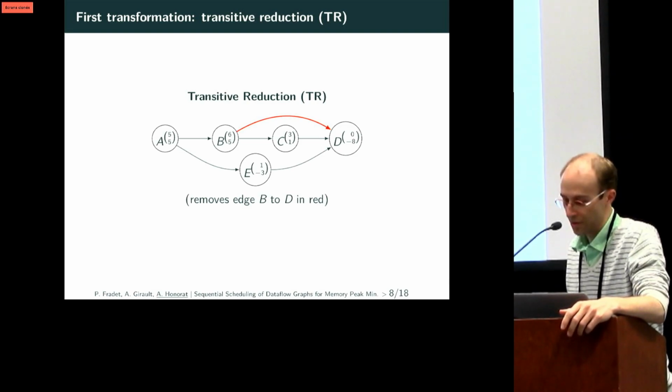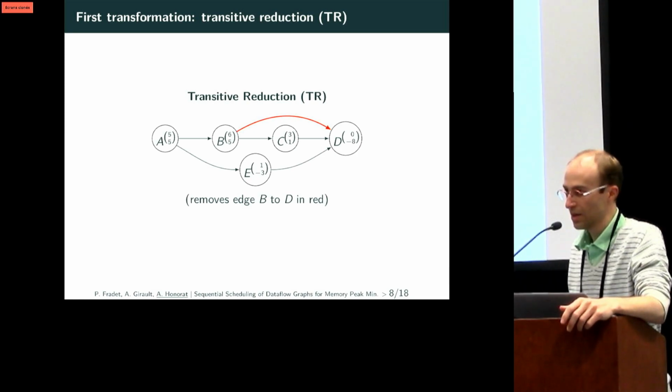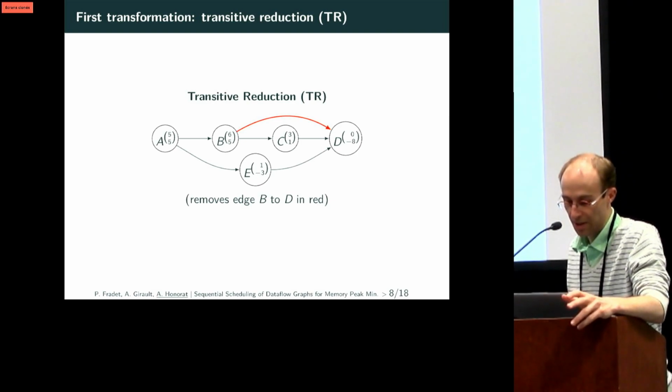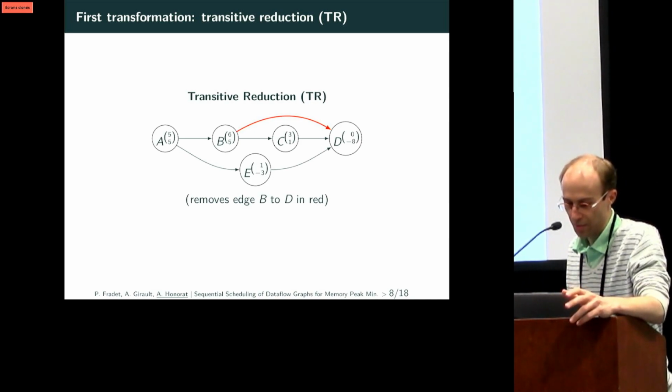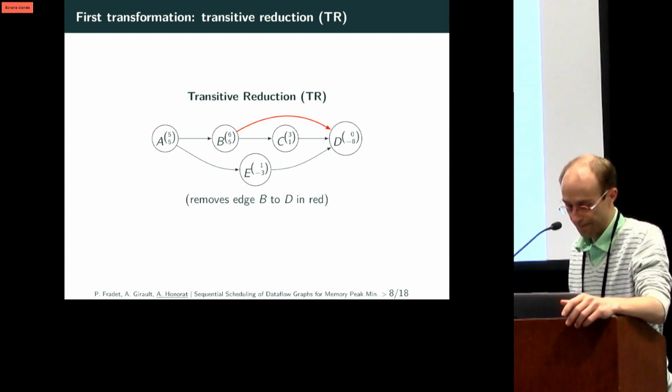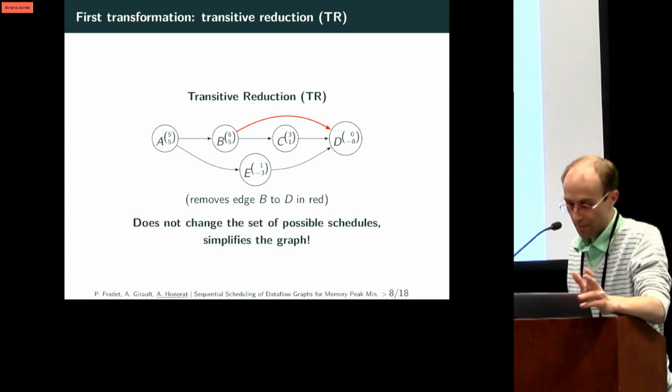This is a simple transitive reduction that most probably all of you know. So here the edge in red between node B and D can simply be removed because it does not carry any information. All attributes are on nodes. And most importantly, this does not change the set of all possible schedules. So we can remove it, and this simplifies the graph.